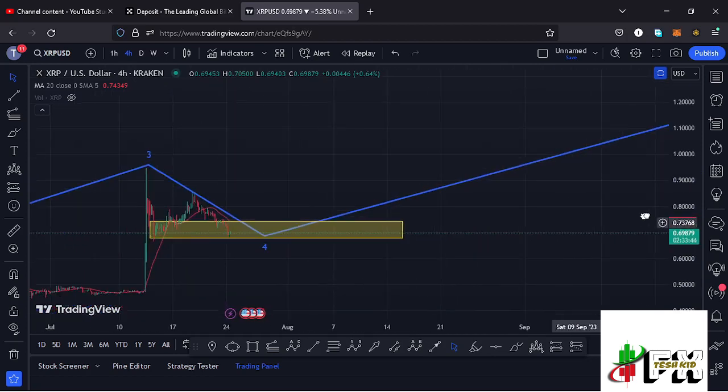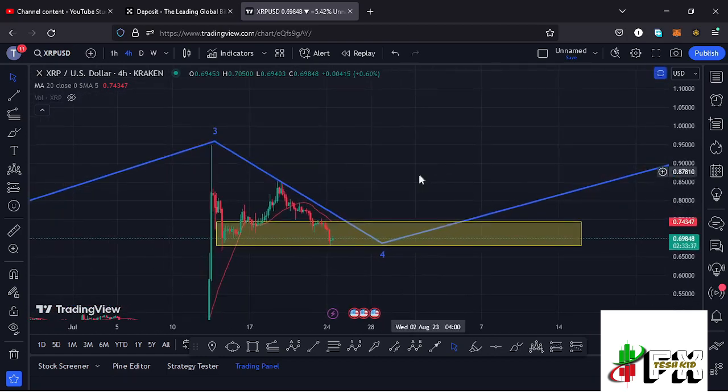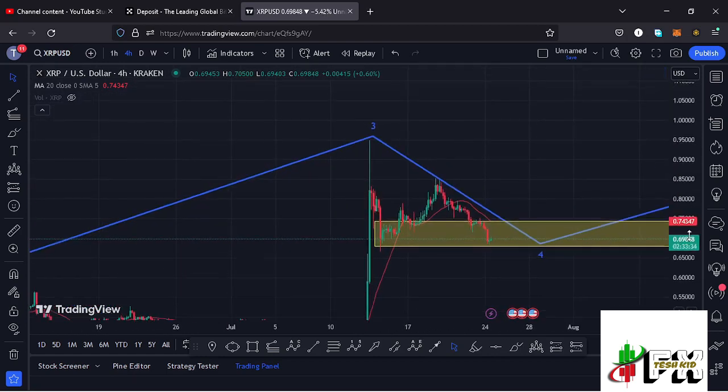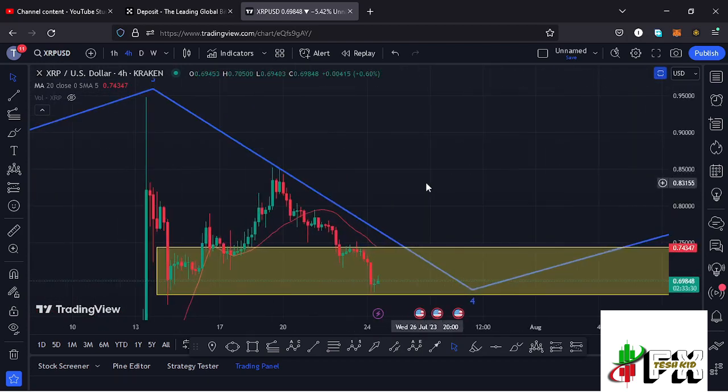Before I can open a long trade here on the XRP chart, there are a few confirmations that I need to see, and this is not financial advice. So you need to do your own due diligence before you open a trade on XRP.